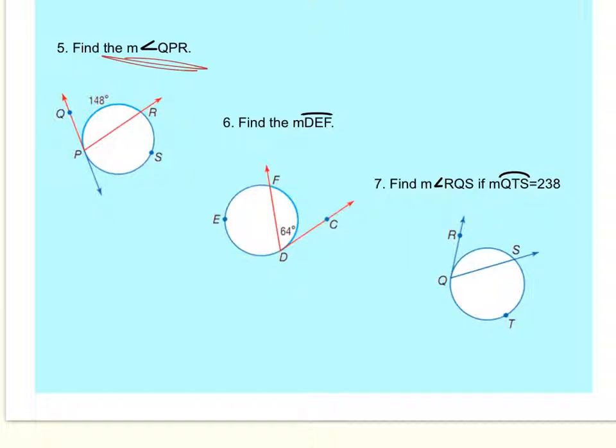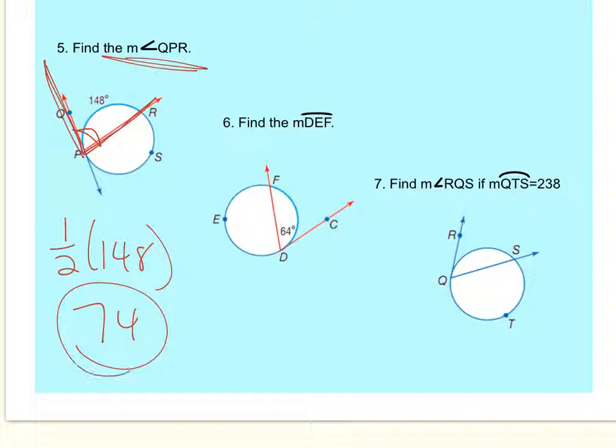So, figuring out QPR, well, QPR is this angle right here. So it's just going to be 1/2 of 148. So that's going to be 74.